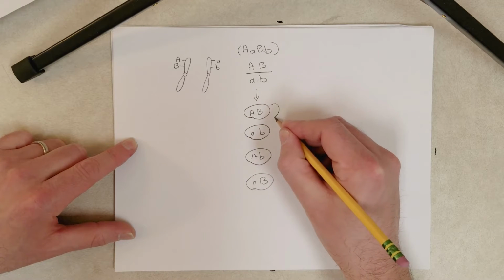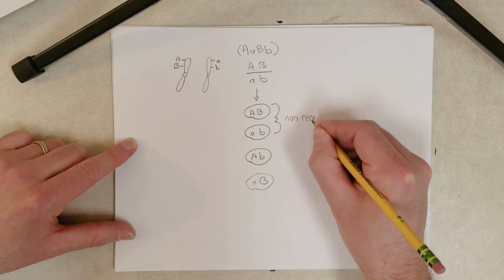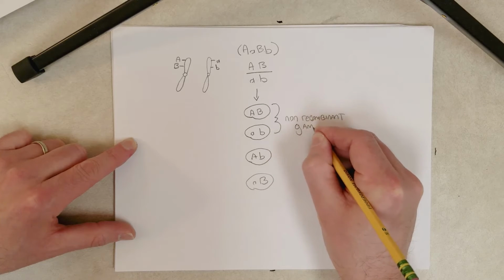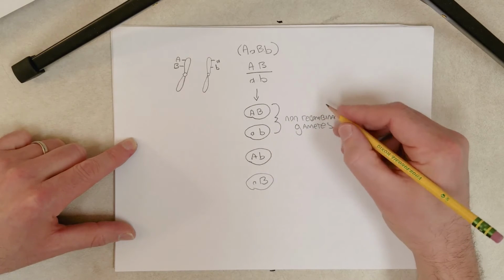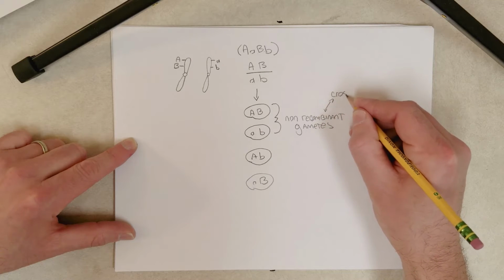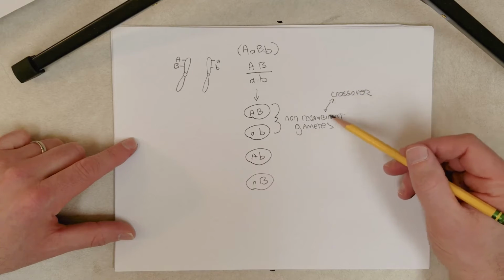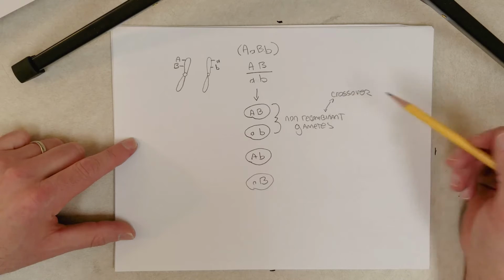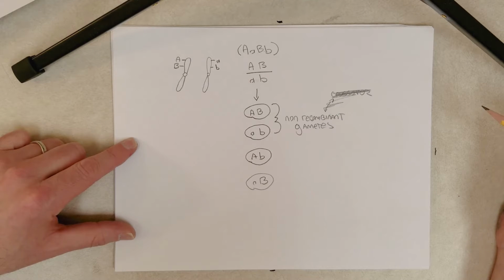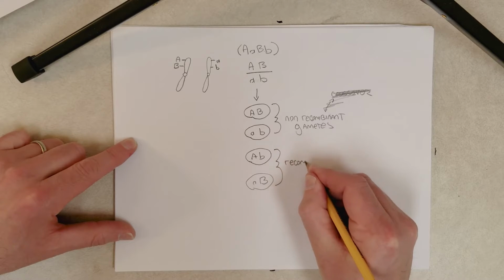Now these right here, we're going to call the non-recombinant gametes. And you'll see if you're looking at the notes, sometimes I call these non-crossover gametes. So we can use these words interchangeably. For now, I'll call them non-recombinant gametes. And these right here, we're going to call recombinant gametes.